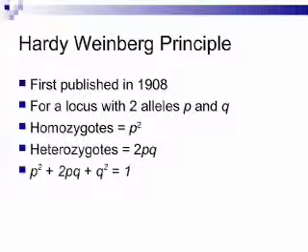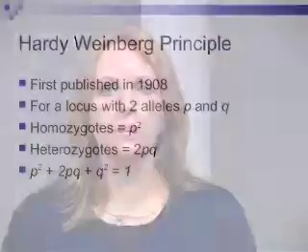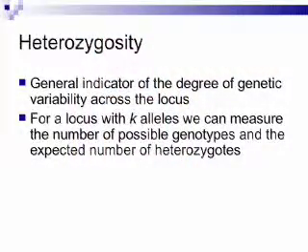For two alleles, P and Q at a given locus, the frequency in the population of people homozygous for P will be P squared, and the frequency of heterozygotes will be 2pq. We can therefore use a simple counting of homozygotes and heterozygotes in a sample of the population to calculate the allele frequencies. The degree of genetic variability across loci can be indicated by measuring the amount of heterozygosity.